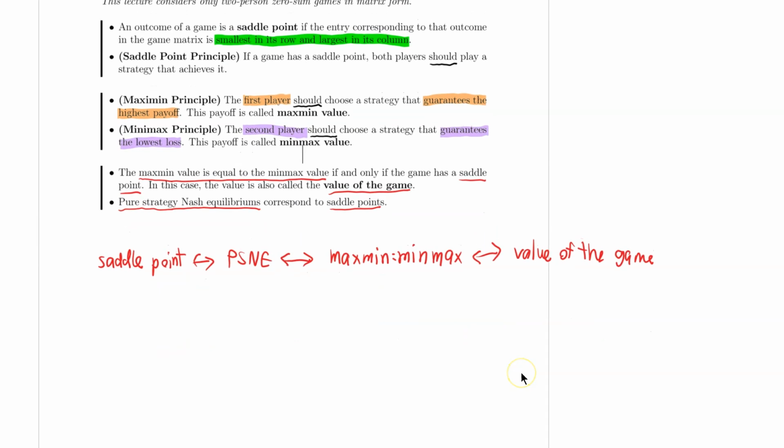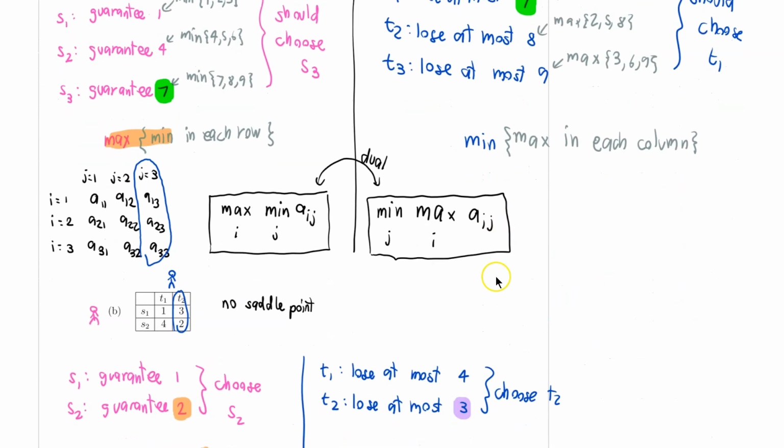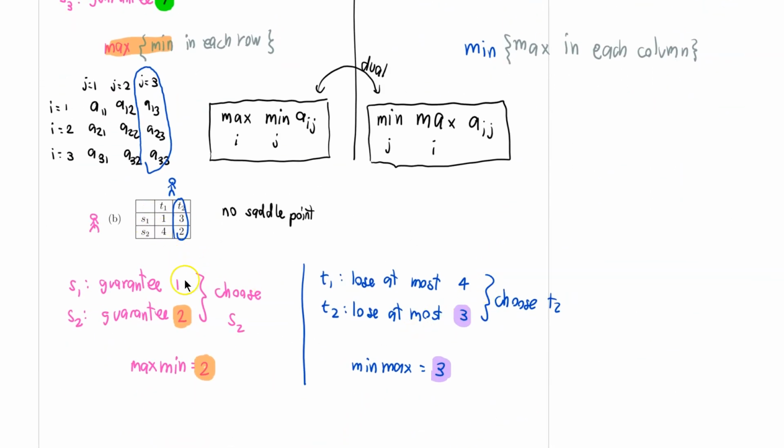On the other hand, if you don't have a saddle point, then you're not going to have any of these. If you don't have a saddle point, that means you're not going to have a pure strategy Nash equilibrium. Your max-min is not going to equal the min-max. And then you'll not be able to find the value of the game. And this is indeed what we have in the latter example. This is when you don't have a saddle point, and that's when your max-min and min-max are not equal, and then you cannot find a pure strategy Nash equilibrium in this game.